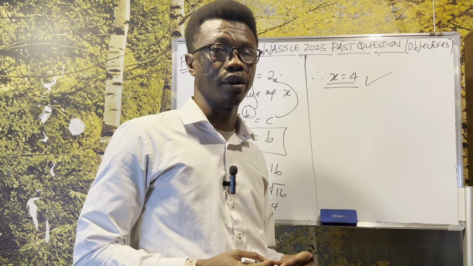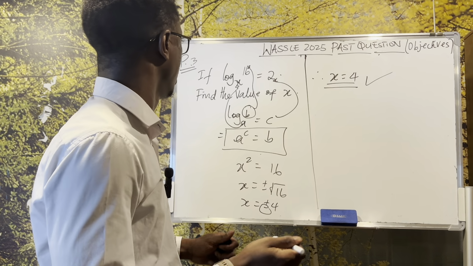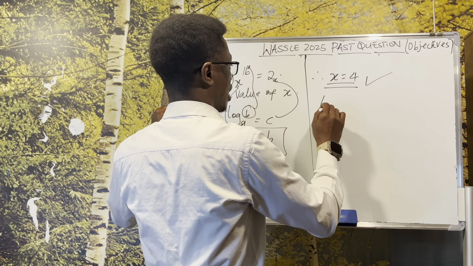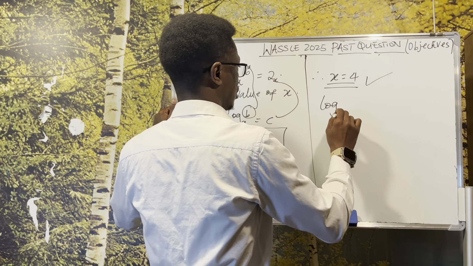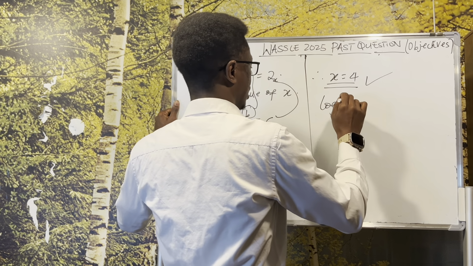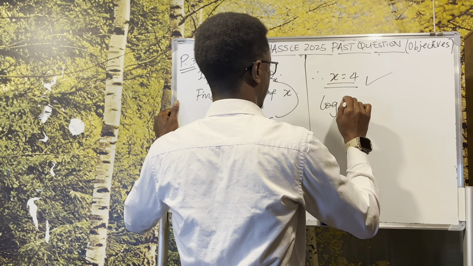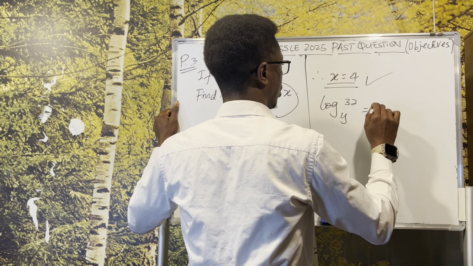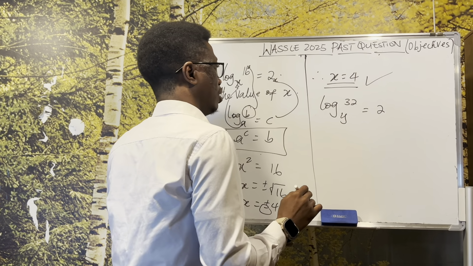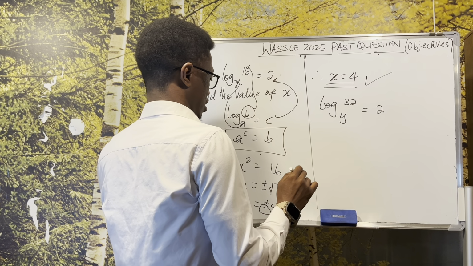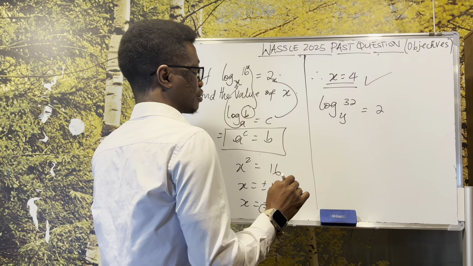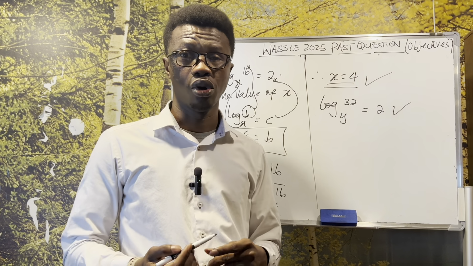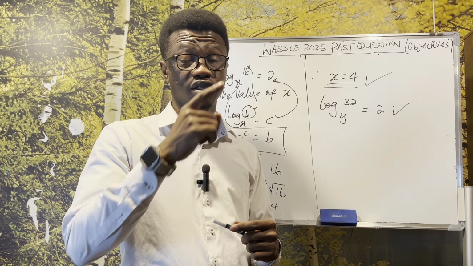Easy. Okay. Now, let me give you one more for you to solve. So let's say if you have log, this is y, and let's say this is 8, 32 equals 2. Let's see what will be the answer for y.